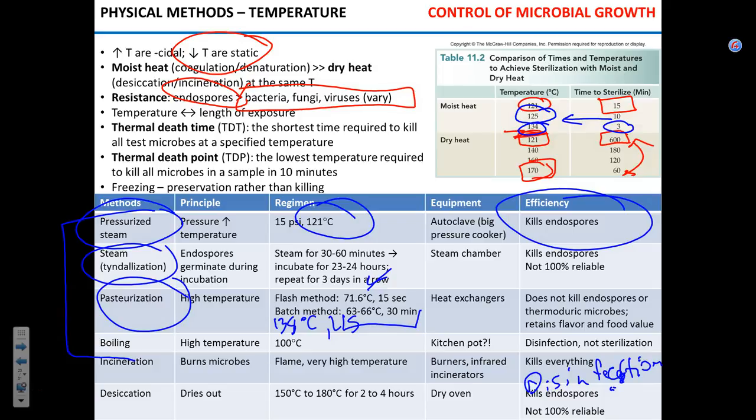Infection. I became dyslexic. Okay. That make sense? So when you stick something in a dry oven, it dries things out. Right?